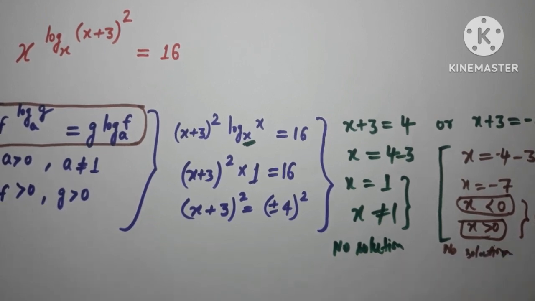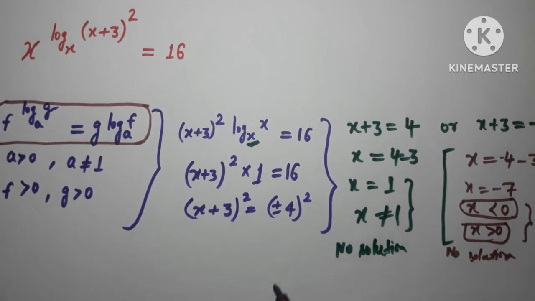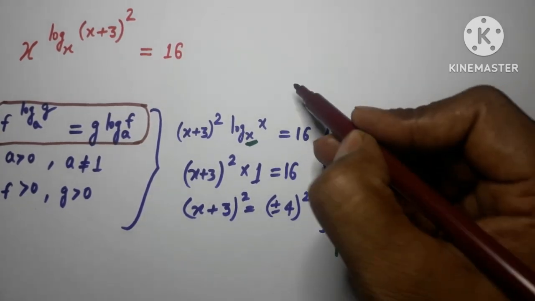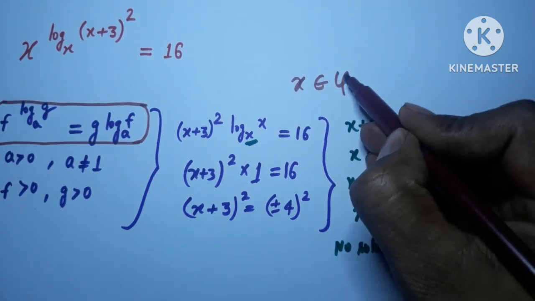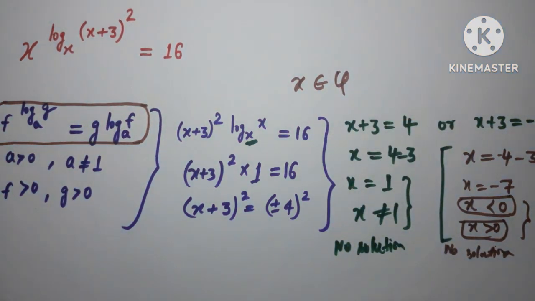This is our conclusion, that x does not have any kind of solution. So we can say that x has the empty set as its result, so this is our no solution.